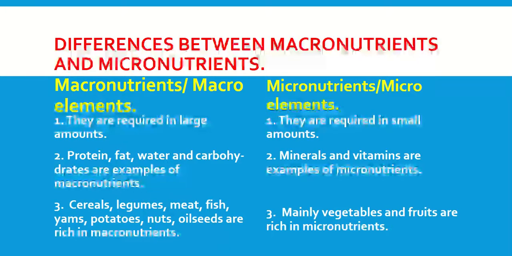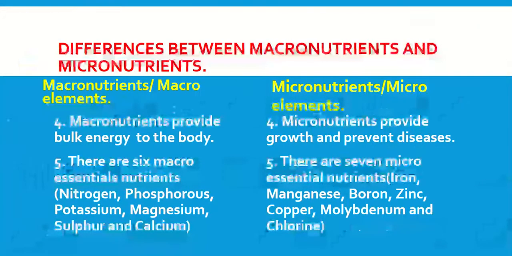Number 3, macronutrients are rich in cereals, legumes, meat, fish, yams, potatoes, nuts, and so on, while micronutrients are rich mainly in vegetables and fruits. Number 4, macronutrients provide bulk energy to the body, while micronutrients provide growth and prevent diseases.